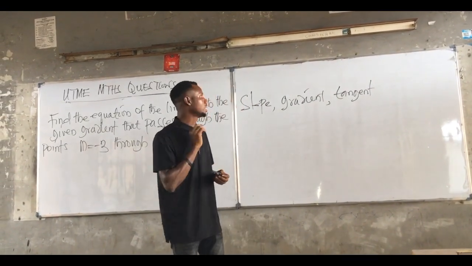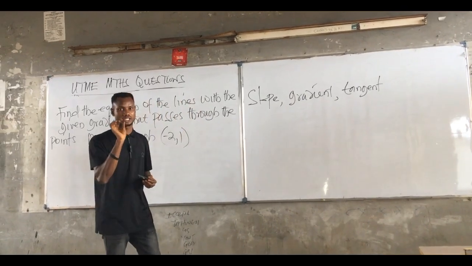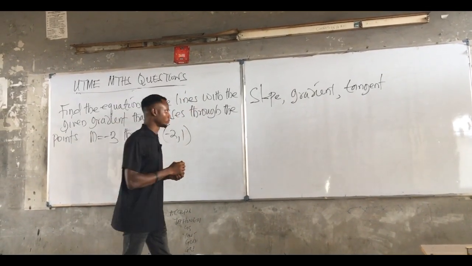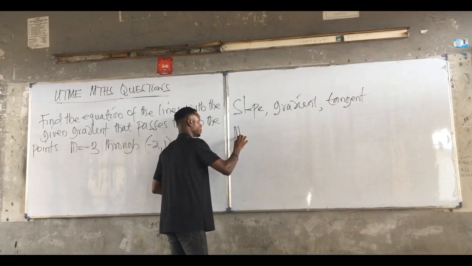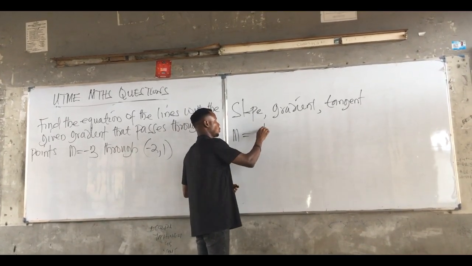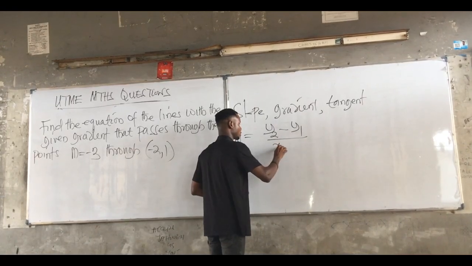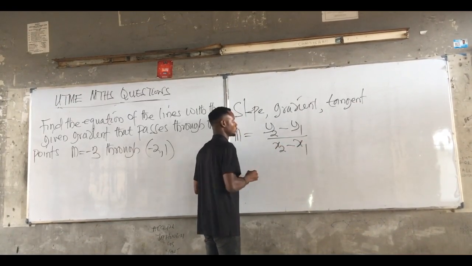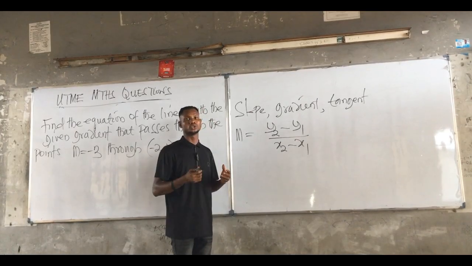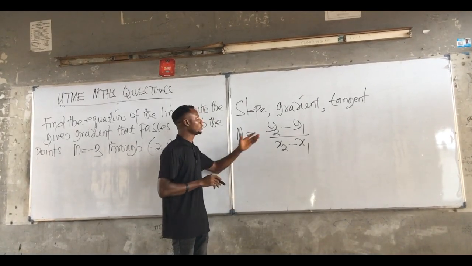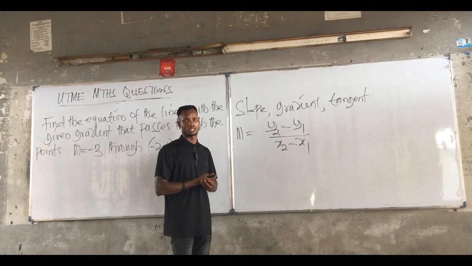Now class, if you are given 2 points and you are asked to find slope, M represents slope, we use the formula y2 minus y1 over x2 minus x1. So this is the formula we use in calculating slope when we have 2 points. Please take note.